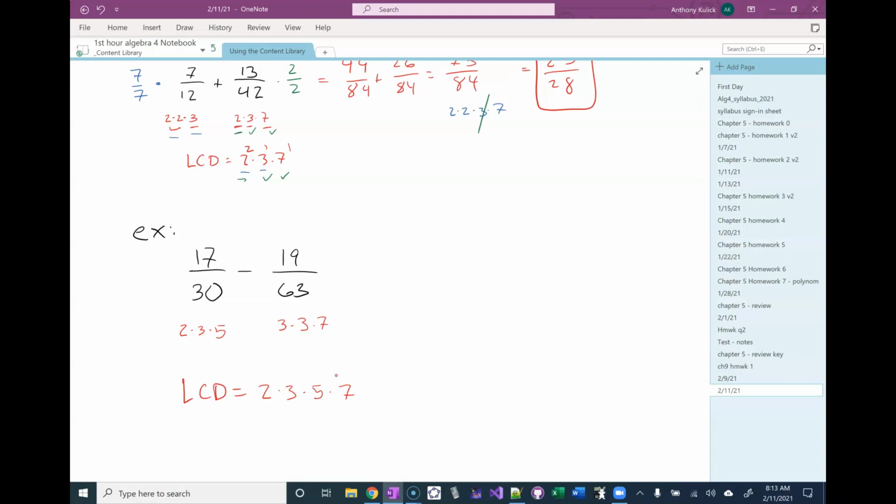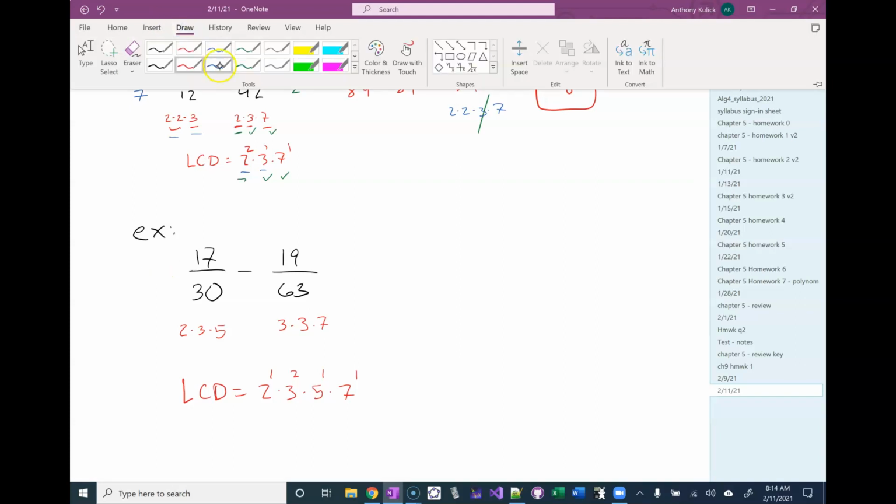How many 2s should I have? Just 1. How many 3s should I have? 2, because the most number of times 3 occurs is twice inside of any of the fractions. And then how many 5s? 1. And how many 7s? 1. Okay. So that exponent is not the total number of times that number occurs, but the most number of times that it occurs in one of the denominators. So this first fraction, what am I missing from my denominator?